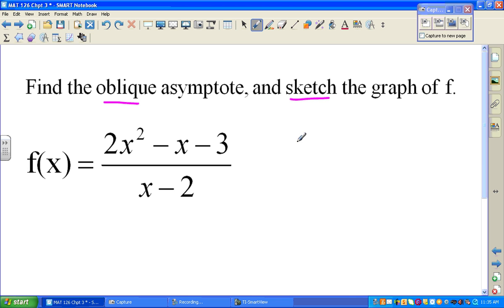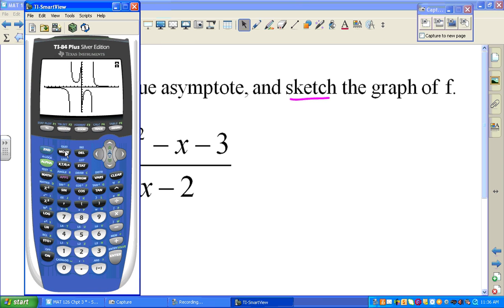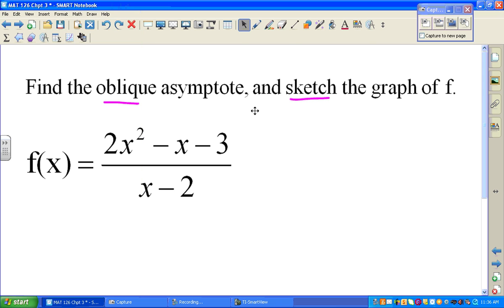All right. So, I'm going to factor it this way. 2x squared minus x minus 3. So it factors into -1 and 3/2. Okay?